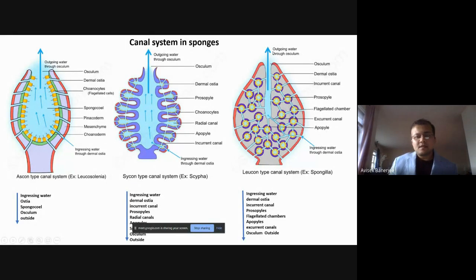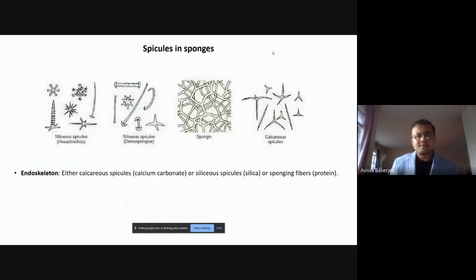So just keep these three types of canal system in mind. Then we'll come to classification next. The other important feature of these animals is their skeleton structure. Now, these are again very primitive organisms. They don't have skeletons or bones, but what they have are called spicules.